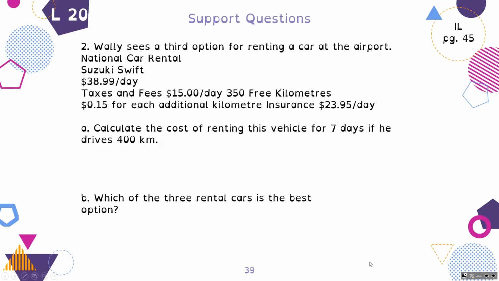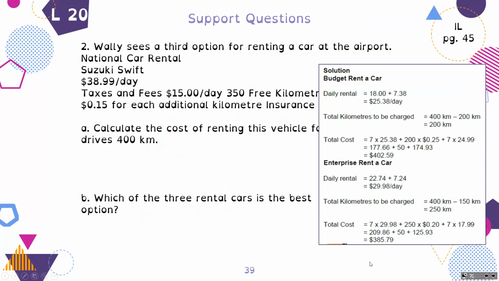So if you're calculating how much you're going to rent for 7 days and traveling 400 kilometers, you need to think about each of those things, which are daily prices, and then the extra surcharge for the kilometers, just like leasing. We don't have time to go through that exactly, but you can see this is the solution for the other two, and you can see you have to do the daily rental, the kilometers you're being charged, and then the overall cost to figure out which is the best option.